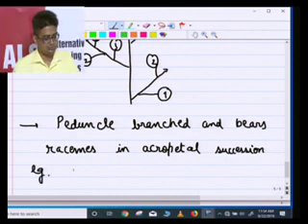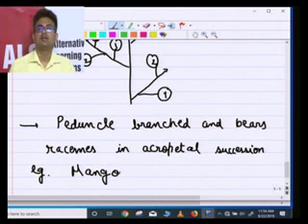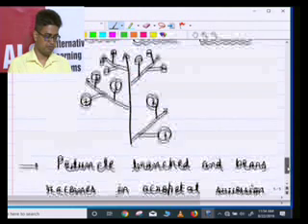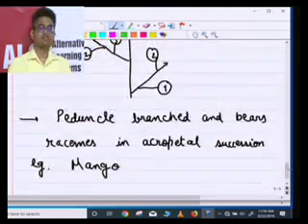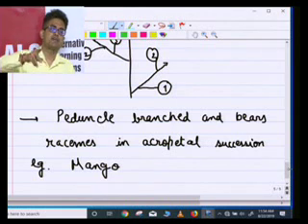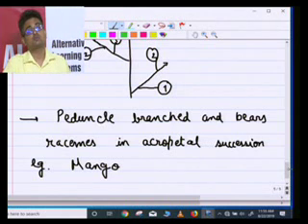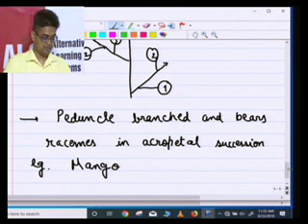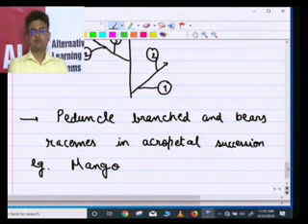Example is mango. Mango is an example of compound raceme or panicle. Very good example. Mango is the best example of compound raceme. So we have seen simple raceme, compound raceme. We have seen simple spike, we have seen compound spike or spike of spikelets. Okay, so please finish it quickly. Mango is Mangifera indica, the botanical name.